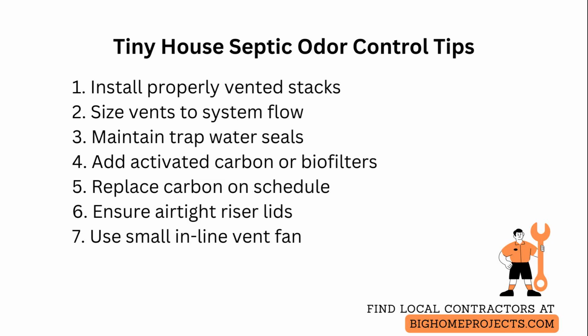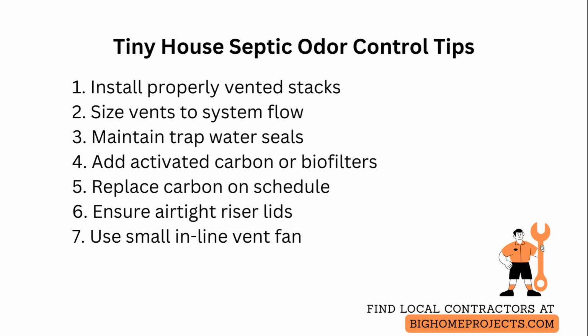Ensure airtight riser lids and gaskets at each access point by inspecting annually and replacing brittle or warped seals, and secure lids to prevent suction or drafts that can draw sewer air into living zones. Check for backpressure and flow imbalances by running fixtures sequentially and observing if odors spike when multiple fixtures discharge, which suggests a need for vent augmentation or a change in piping layout to avoid siphoning.